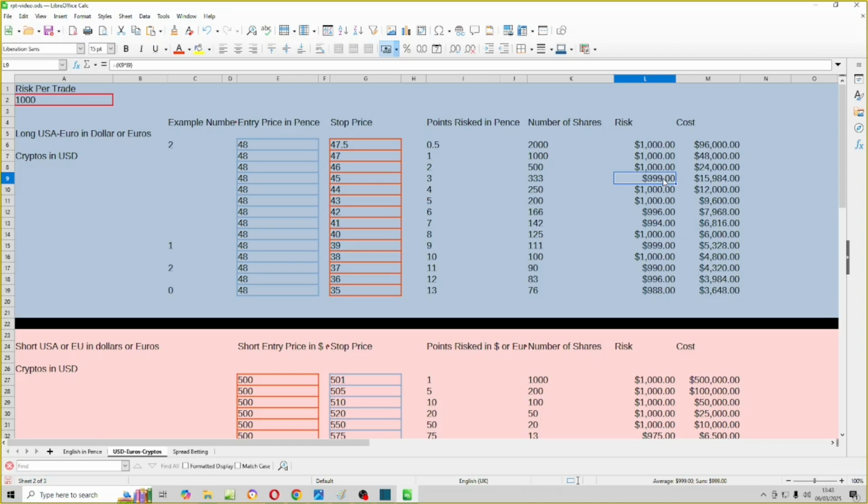Going back to the point at the introduction, if someone always deals in 1,000 or 2,000 or 500 every time, you know they're not using this formula. So you can see from this table that if the stop is very tight, all these entry prices are 48 by the way, the stop is $half away, you can buy $96,000 worth of stock, still risking 1,000.